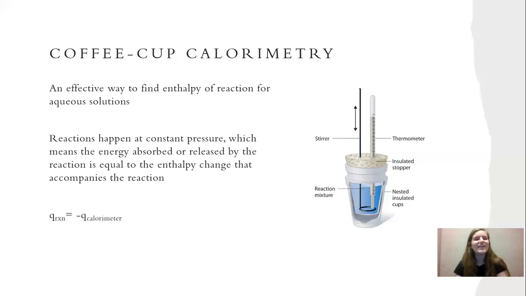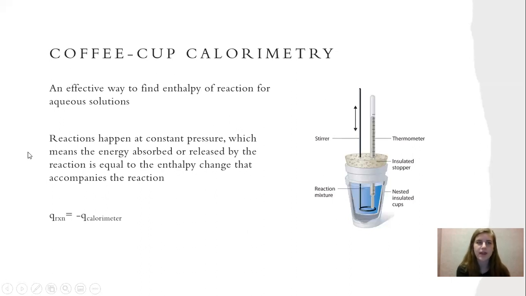So something cool that will often come up for word problems for this sort of thing is coffee cup calorimetry. And that's just because of what I wrote here. It's an effective way to find enthalpy of reaction for aqueous solutions. And so basically when we talk about coffee cup calorimetry, you should know that in these types of things, pressure is constant. And so that's cool. We know because of that, that delta H equals Q.